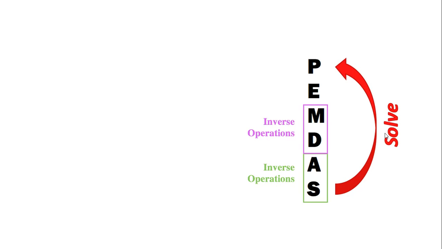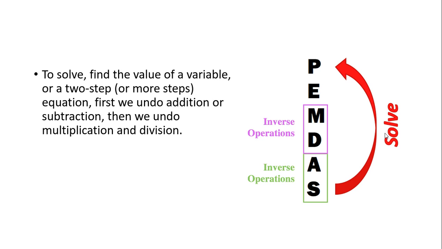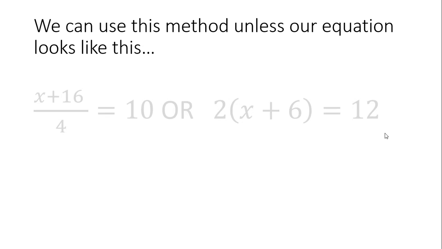Okay, so right now we have PEMDAS backwards. We're calling this SADMEP. So in order to find the value of a variable, you have to undo the addition and subtraction first, and then you do the multiplication and division second. Now we call this SADMEP. This doesn't always work. You can use this at all periods of time unless your equation looks like this.